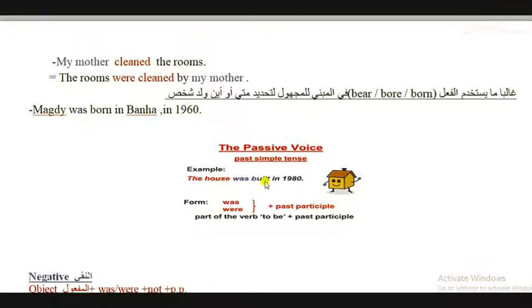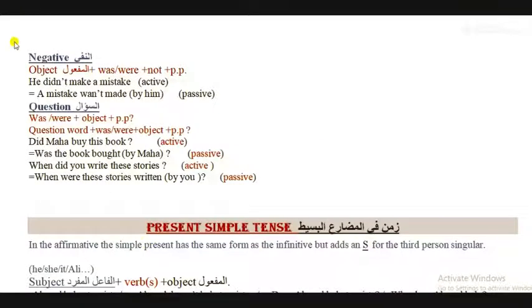The house was built in 1980. In negative, the object plus was, were, not plus the past participle. Here is an active sentence: He didn't make a mistake. A mistake wasn't made by him.